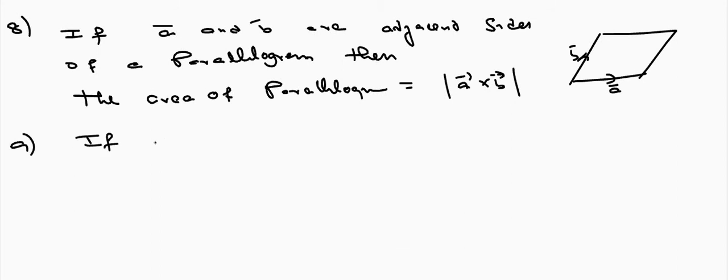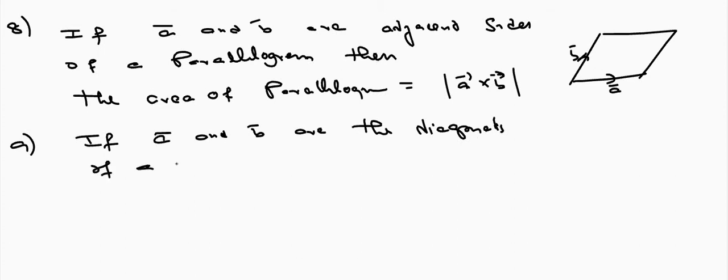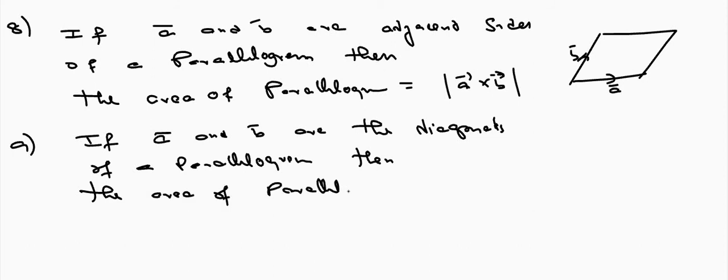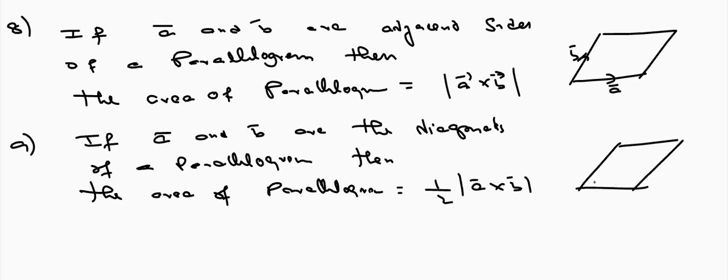If A vector and B vector are the diagonals of a parallelogram, then the area of the parallelogram is equal to half modulus A cross B. If A vector and B vector represent the two diagonals, this is A vector, the other one is B vector, then its area is half modulus A cross B.